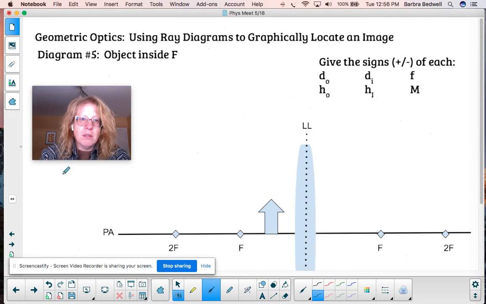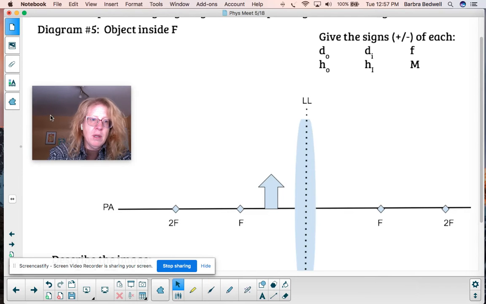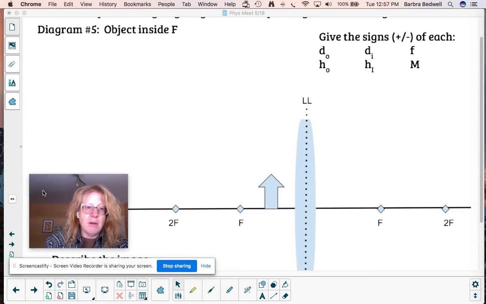So let me go scan forward here. So here we have the case of an object where we're inside of F and we have a converging lens. But this one is going to form a different sort of image. So let me move myself out of the way here one more time. Move me down here someplace like this. All right, so there we go.